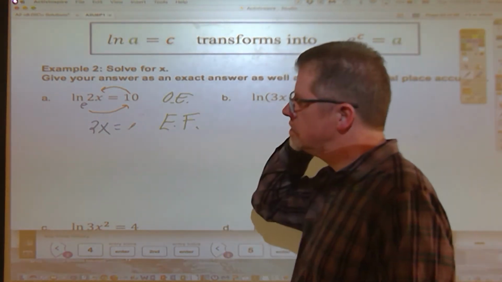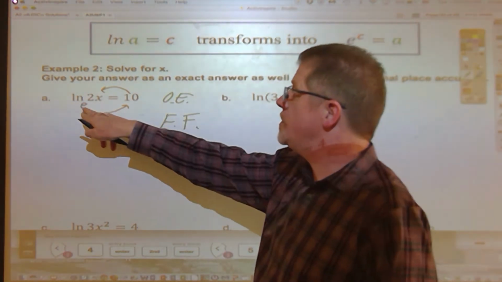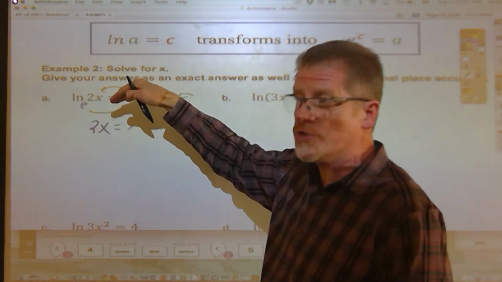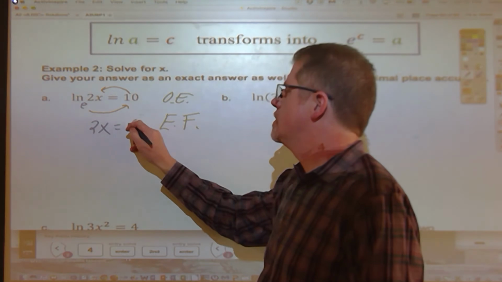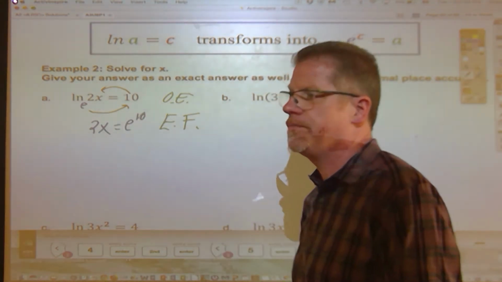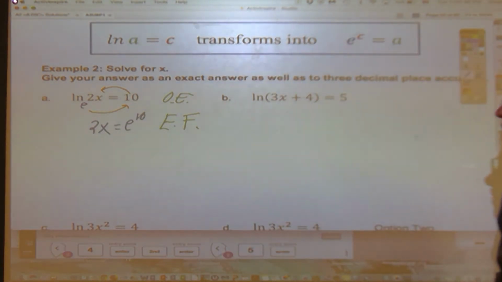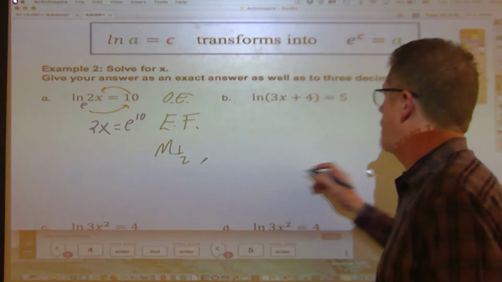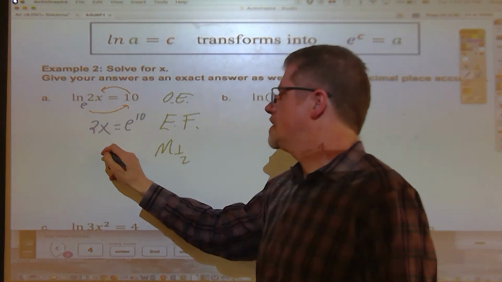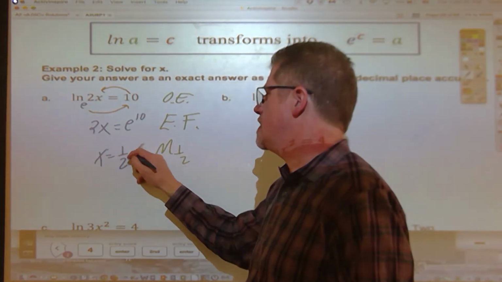Natural log E. Actually, when you do the arrows here to change it from log form to exponential form, there won't be a log there anymore. So it'd be e to the 10th power. So when you put this in exponential form, you get 2x equals e to the 10th. And then you can do an M1/2. You get x equals 1/2 e to the 10th.